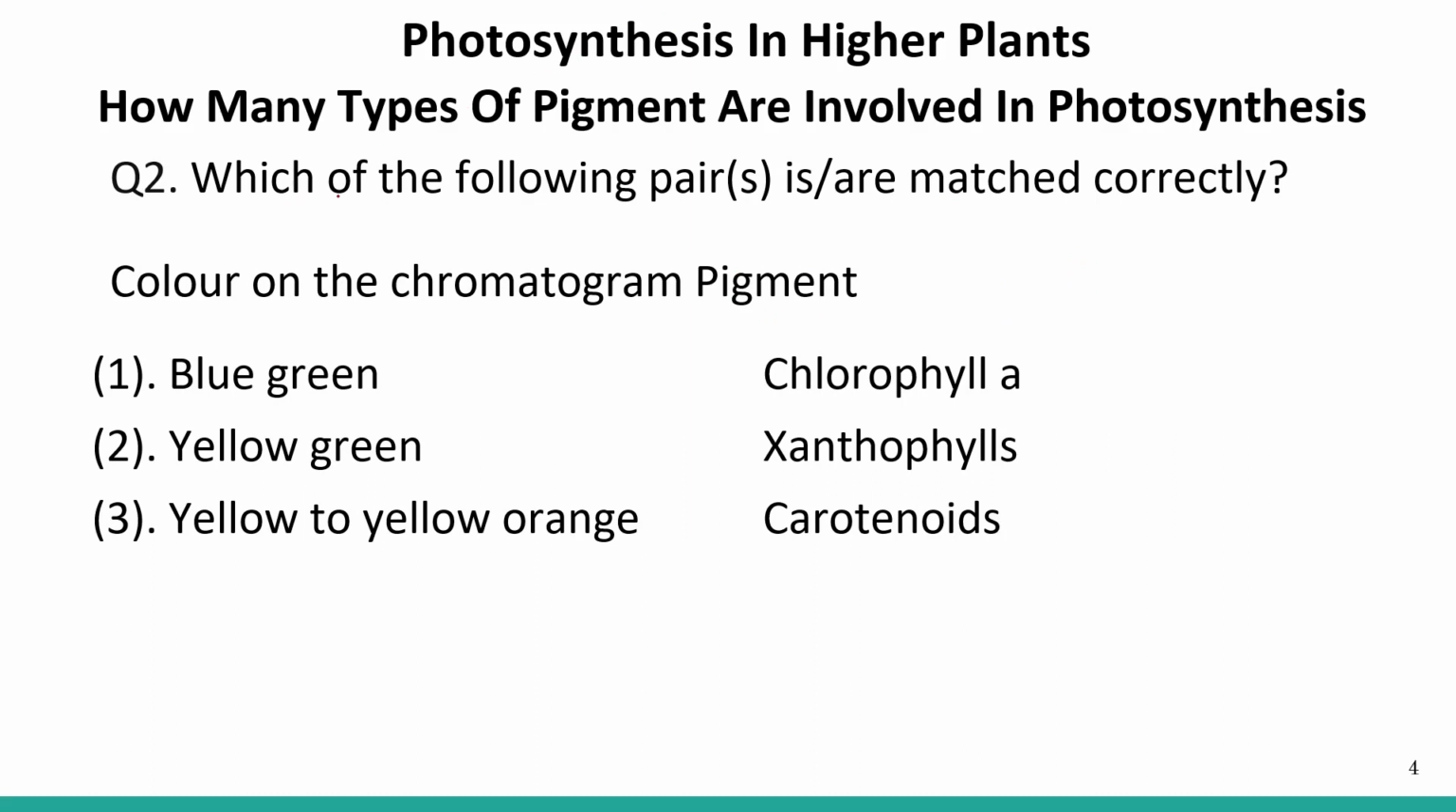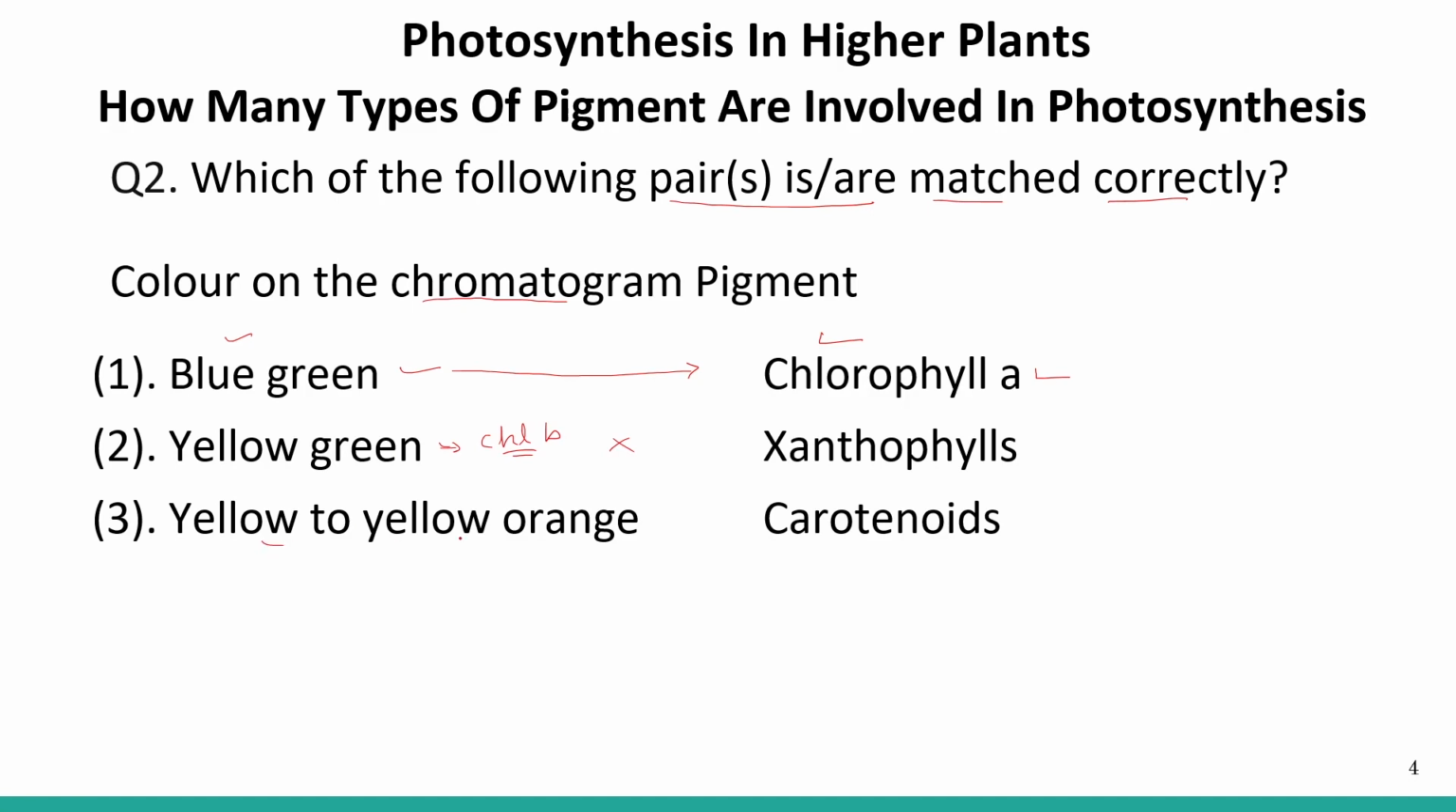Now coming to the next question: which of the following pairs are matched correctly? Here again they are talking about the photosynthetic pigments. This is the color on the chromatogram, and this is the pigment. Blue-green color, chlorophyll A. This is correct, chlorophyll A has blue-green color. Then we have yellow-green, xanthophylls. This is not correct. Yellow-green color is of chlorophyll B.